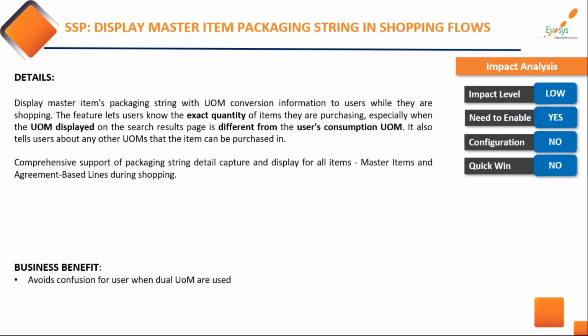Another feature under the self-service procurement is display master item packaging string in the shopping flows. So for organizations which follow dual unit of measurement, this specific feature would be helpful, where the unit of measure will be displayed, and it basically would avoid any specific confusion between those two dual units of measure at the time of creating the PR.